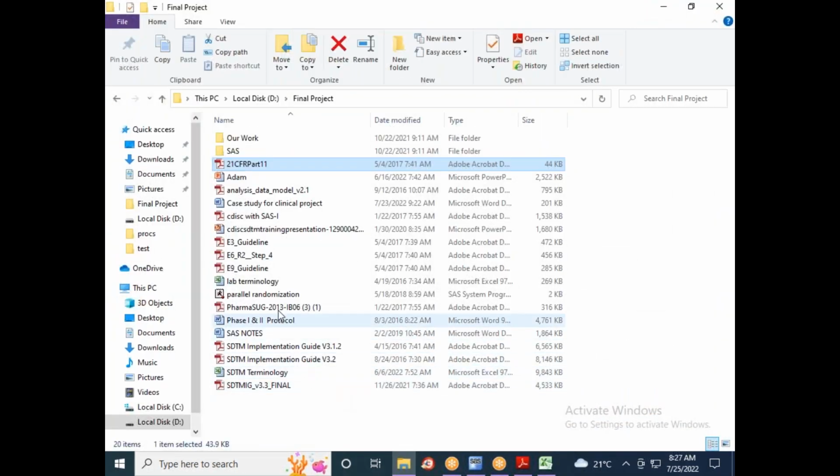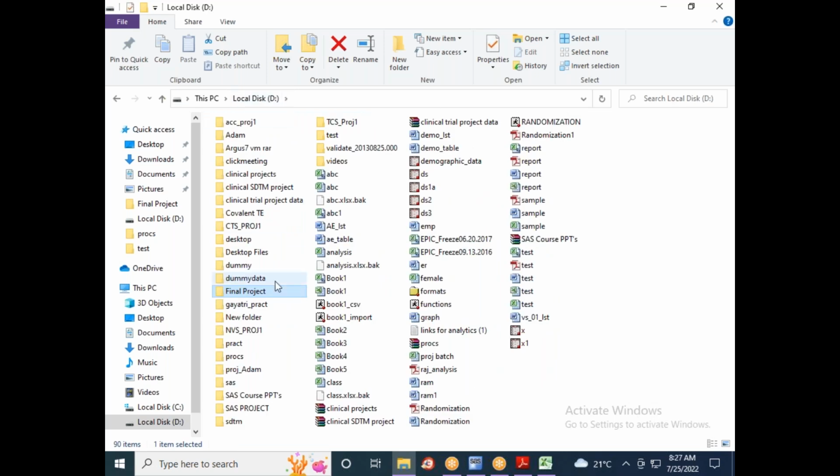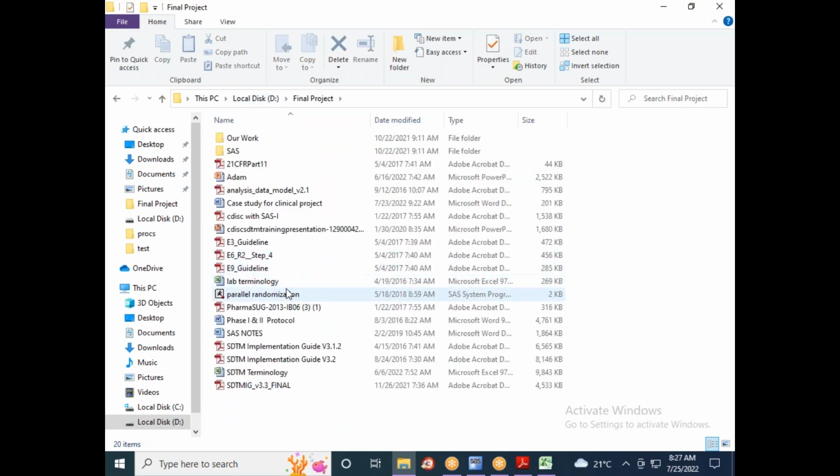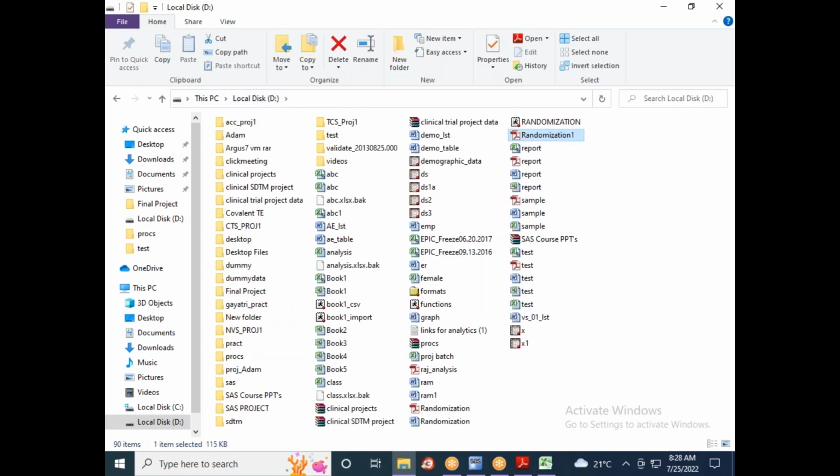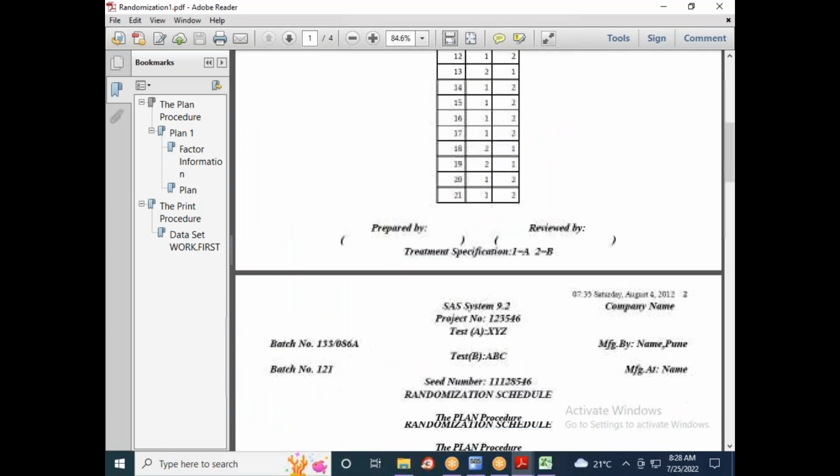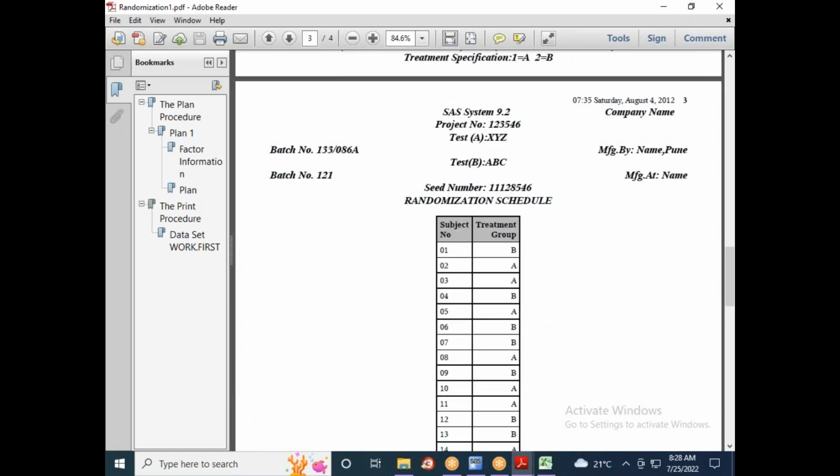Actually, let me show you live. Randomization, parallel design. This is called randomization. Randomization is a process of assigning subjects to treatments.